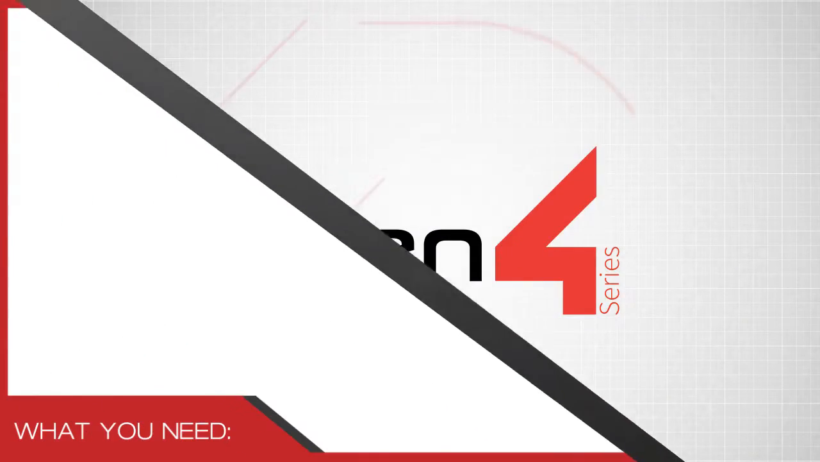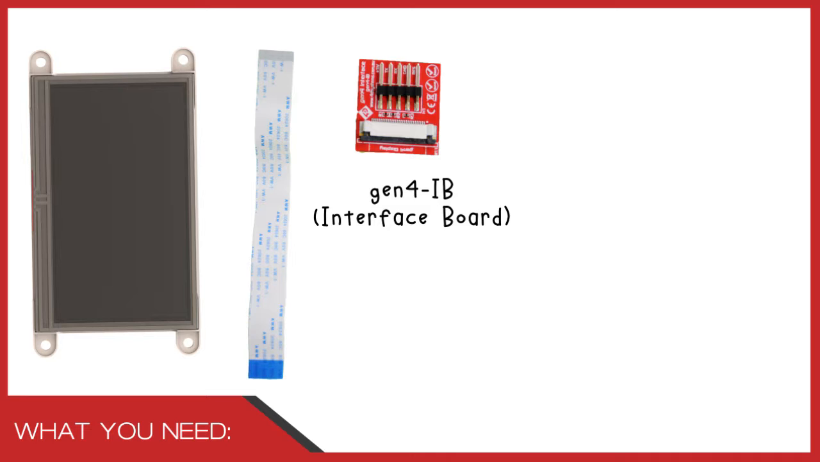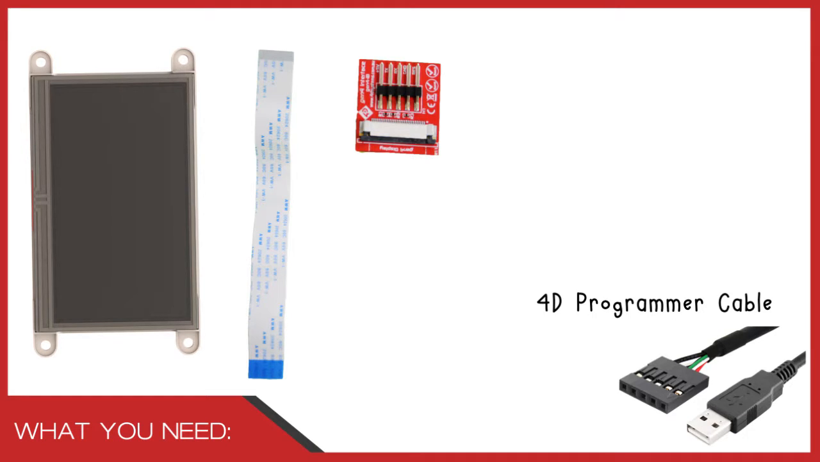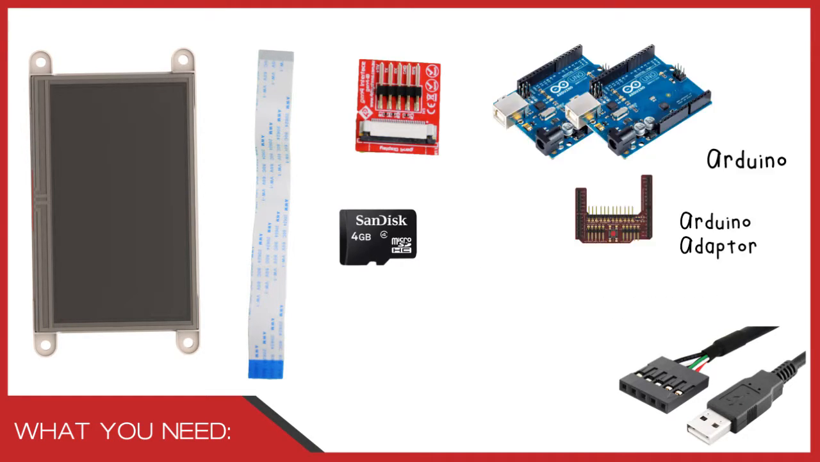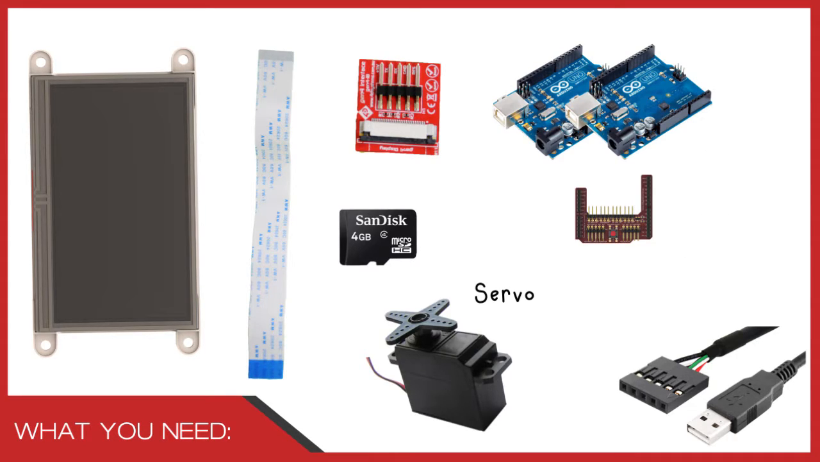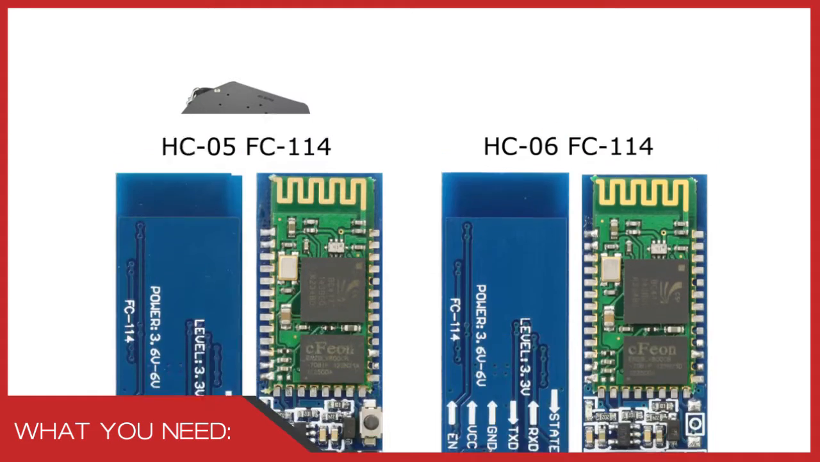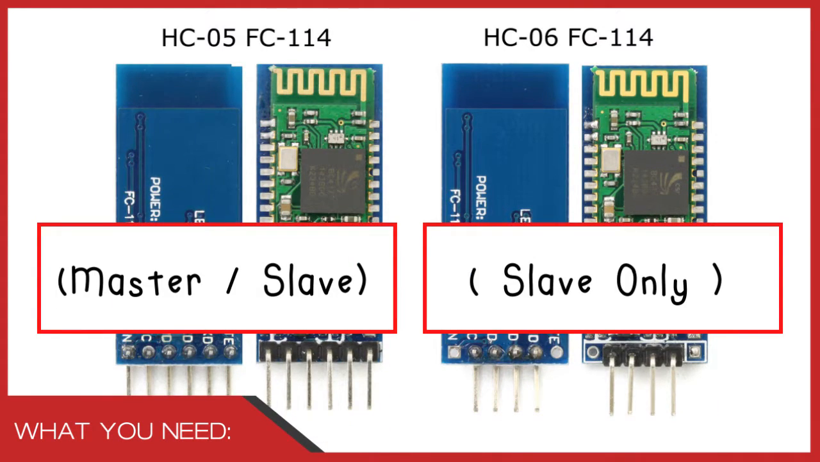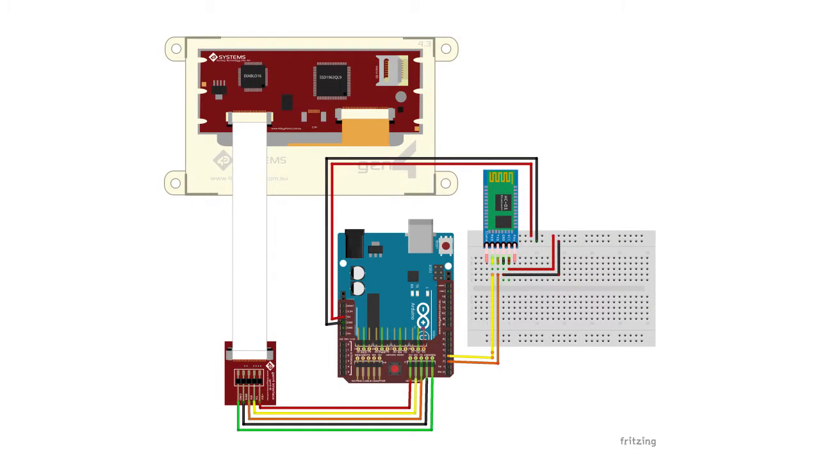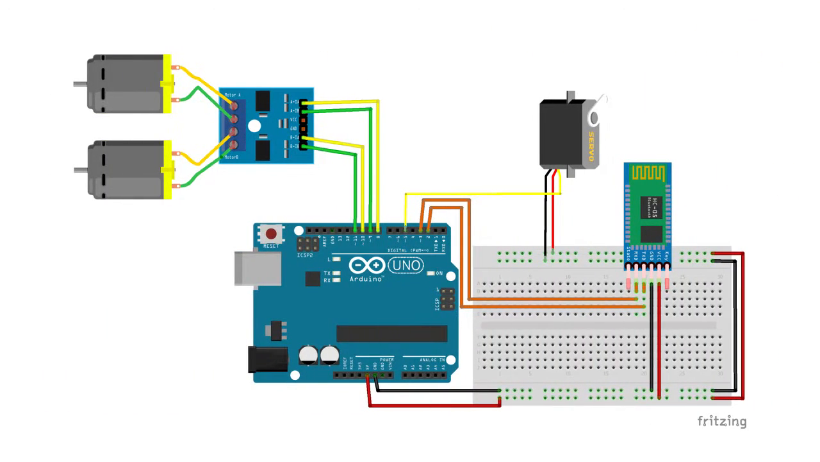and a servo. In building the project, the following items are used: the gen4-uLCD-43DT, 30-way FFC cable, the gen4 interface board, the 4D programmer cable, a micro SD card, 2 Arduinos, a servo, the car setup, seat casing, 2 Bluetooth modules. These are the schematics used for the project, one for the master and one for the slave.